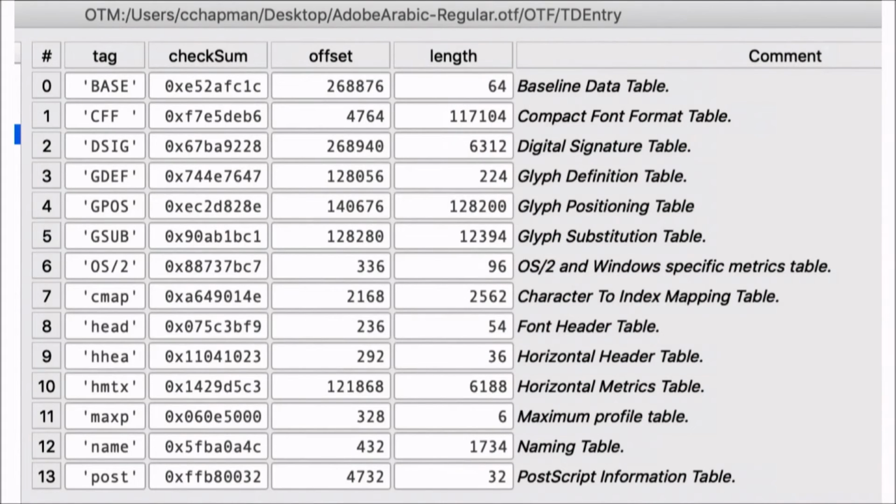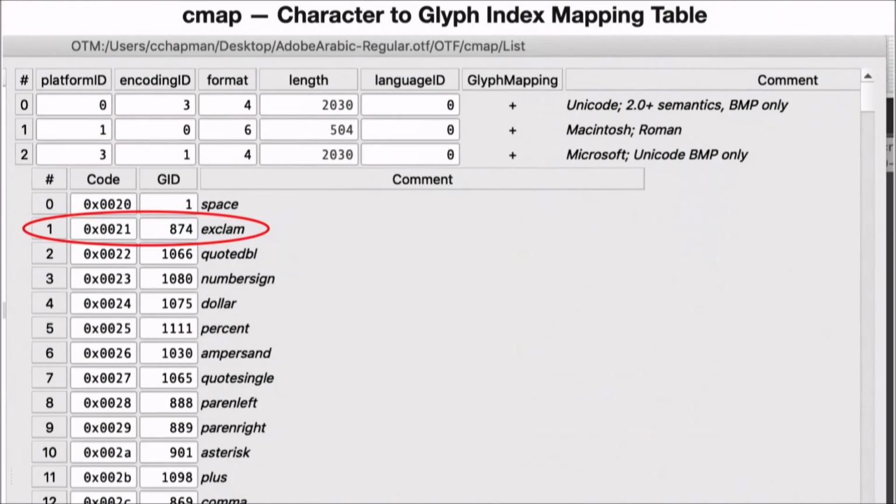So starting with fonts, this is the directory of a font. This is from the Adobe Arabic font. On the left-hand side of the screen, you see all these tags like base, CFF, DSIG, and so on. On the right, you have more of an English description of what those tables are. I'm just going to focus on a few of them right now.